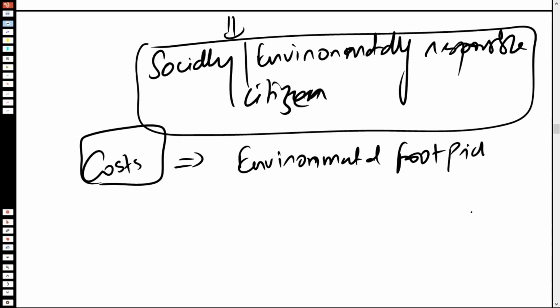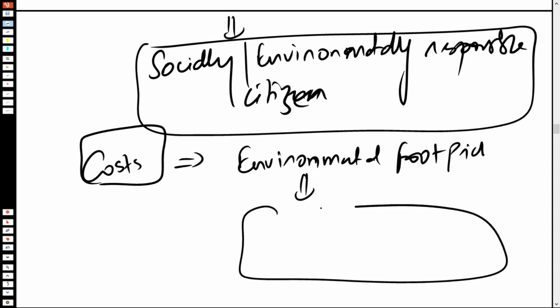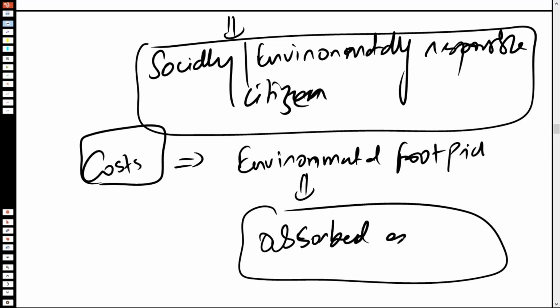Now, when we talk about the environmental footprint, try to understand something. What is this environmental footprint going to be? You try to reduce your environmental footprint through multiple actions, through multiple activities. Now, what are those multiple actions? What are those multiple activities? Unfortunately, all of these costs are ultimately absorbed as overhead.